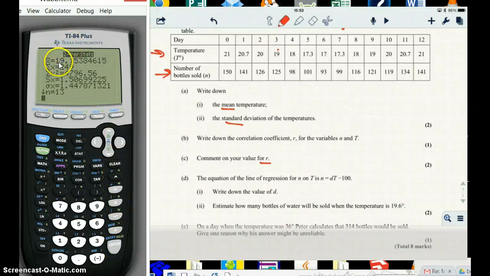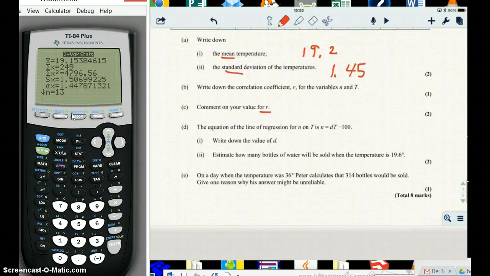Okay, and so we're looking for x bar, which would be the average temperature. It's 19.15 according to the calculator, so we'll put 19.2. We'll just give 3 significant figures. In the IB exam, we want 3 significant figures. Standard deviation of temperature, we want sigma x, so that would be 1.45.